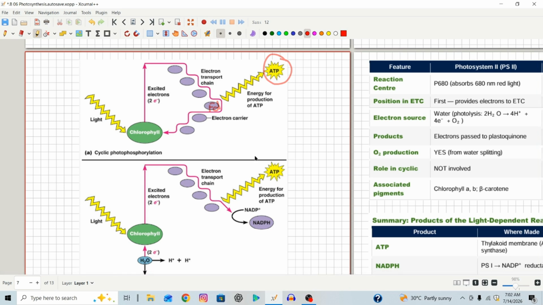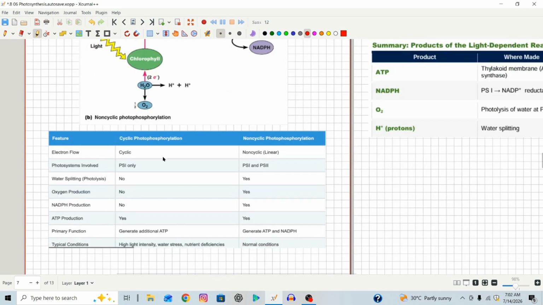So that is the difference between cyclic and non-cyclic photophosphorylation. This is the major table in front of you. In cyclic photophosphorylation, the process is cyclic, and in non-cyclic, obviously, it is linear. What photosystems are involved? In cyclic photophosphorylation, only photosystem 1 is involved. We won't go back to photosystem 2. In non-cyclic photophosphorylation, you use photosystem 1 and photosystem 2. In cyclic photophosphorylation there would be no water splitting, because you won't be going back to photosystem 2, right? You only come back to photosystem 1, and the whole process keeps repeating again and again.